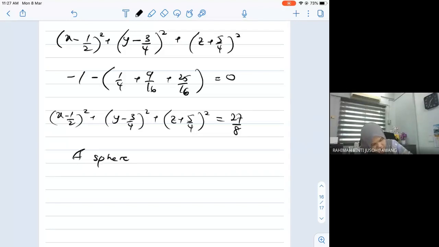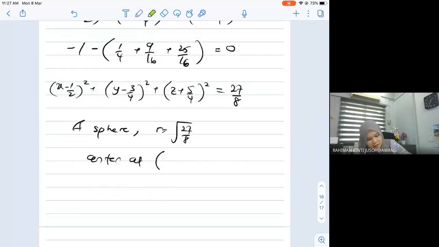Okay, you answer like this. This is a sphere. Radius R equals square root of 27/8, and then center at... okay, be careful. If it's negative, it becomes positive. So 1/2. This is negative, so it becomes positive. It flips, 3/4. And then if this one is positive, it becomes negative 5/4. Like this. Is this answer correct?